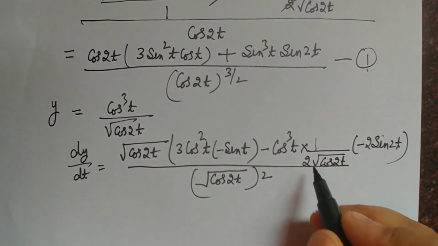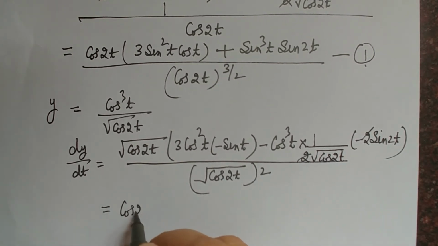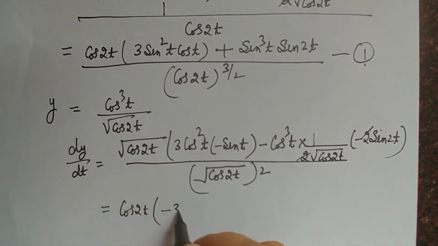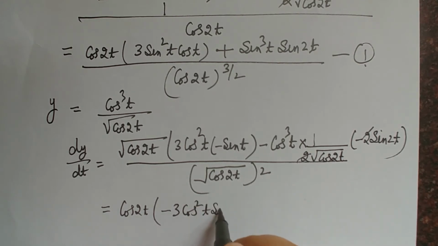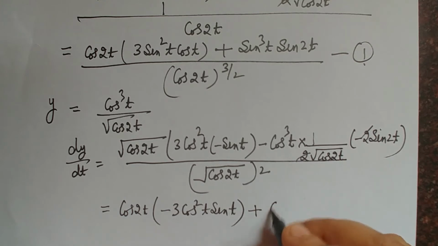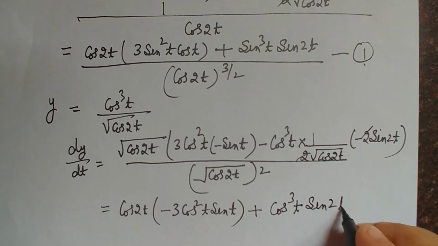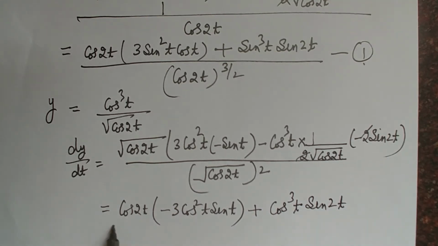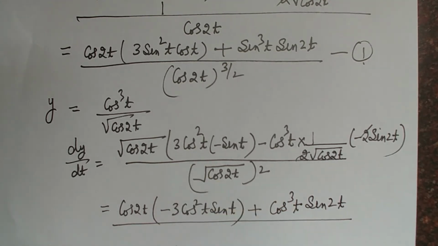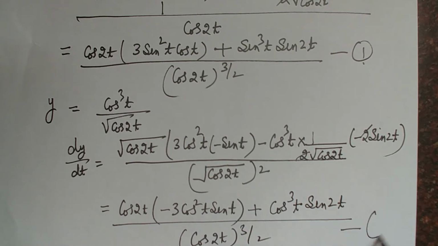Again, let's cancel it and take the LCM in the numerator. So it is cos 2t, minus 3 cos square t sine t, and again minus minus plus, it is cos cube t into sine 2t. So again the bottom will have cos 2t raised to power 3 by 2, this LCM, after taking LCM. So this is your equation number 2.